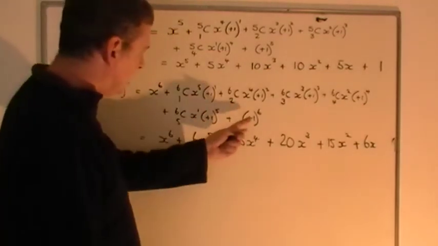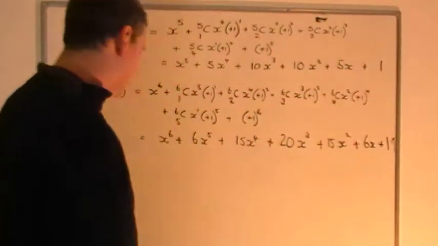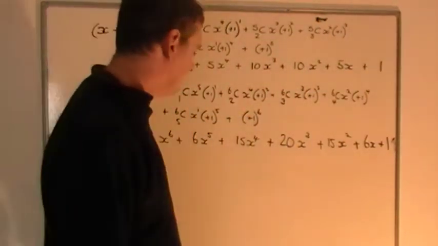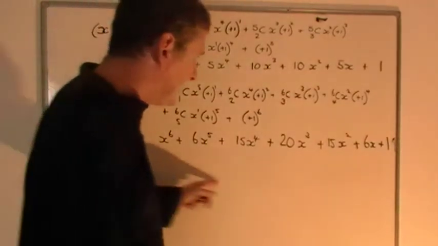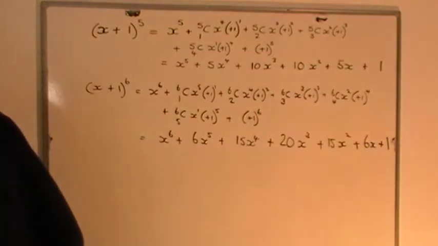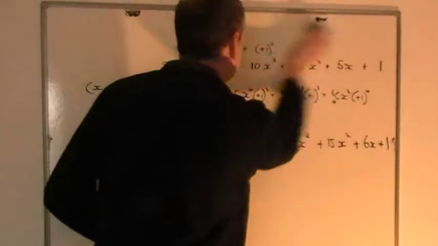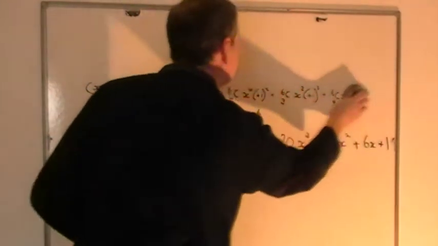And then finally, you've got plus 1 to the 6, that's just plus 1. And that's it. That's the expansion of (x + 1) to the power 6 in its entirety. That's the full expansion. Okay, one more of this in this short video, and I'm going to then, in the second video, make things a little bit more difficult.